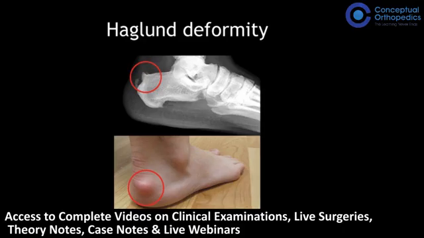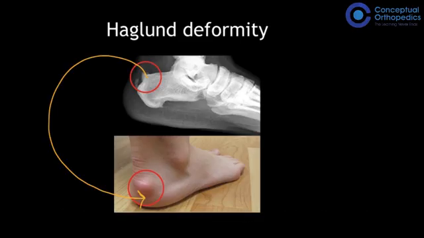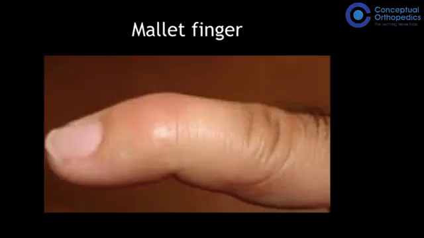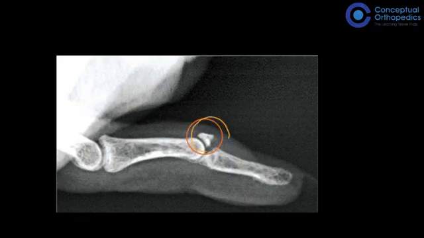Similarly, the prominent calcaneal tuberosity with overlying bursitis is called Haglund's deformity, which is seen on the posterior aspect of the calcaneum. When you are involved in a sports injury, you can have a mallet finger, which is avulsion of the extensor tendon from the distal phalanx, and this can be bony, soft tissue, or both. So mallet finger is important, and the usual treatment is conservative with a mallet splint for 6 to 8 weeks.